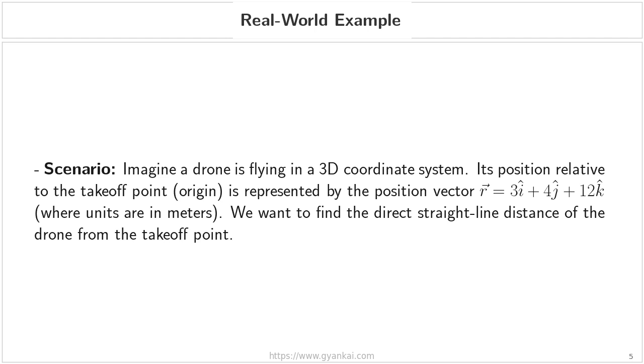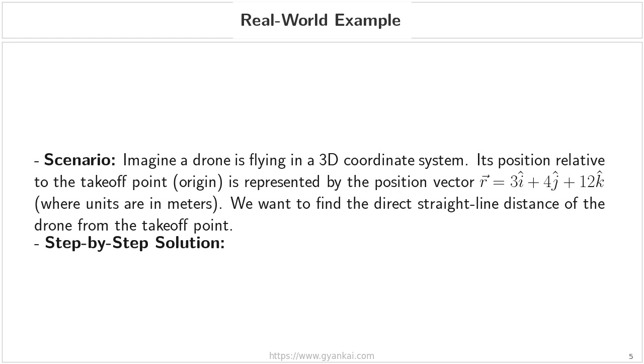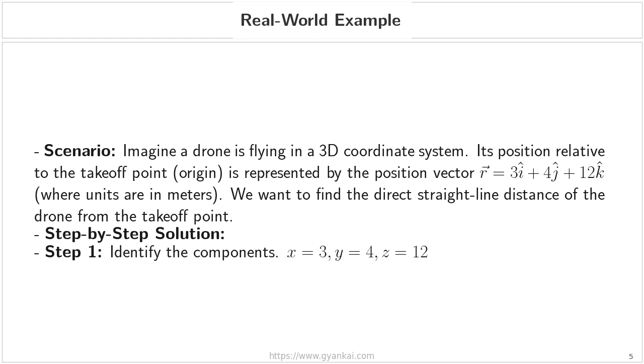Our goal here is to find the direct, straight-line distance from the takeoff point to the drone, which is essentially finding the magnitude of this vector. Let's walk through the calculation process step by step, just as we outlined in the previous slide. Step 1. First, we identify our components. Looking at our vector, we can see that x equals 3, y equals 4, and z equals 12.